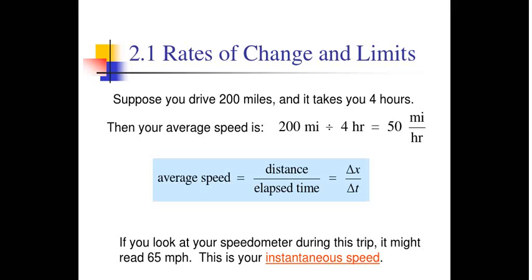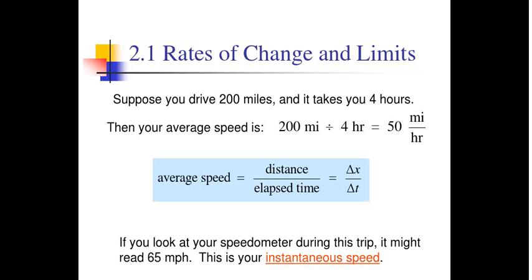Okay, rate of change and limits. Suppose you drive 200 miles and it takes 4 hours, then your average speed is 200 divided by 4 hours, that's going to be 50 miles per hour. Average speed is distance divided by elapsed time. That's delta x divided by delta t, which means the change in distance divided by the change in time.